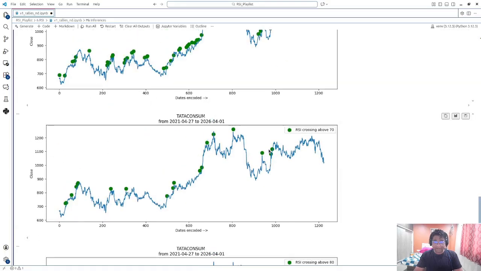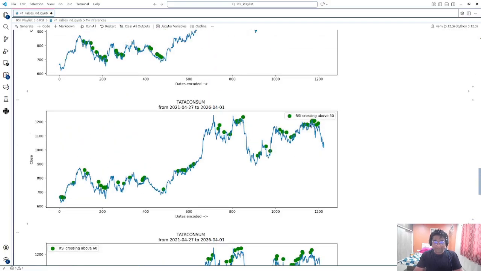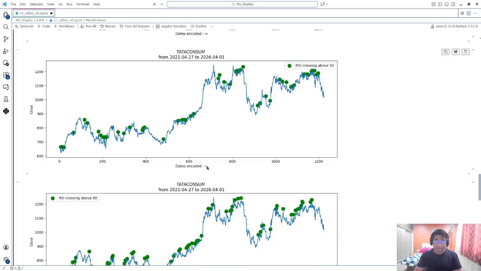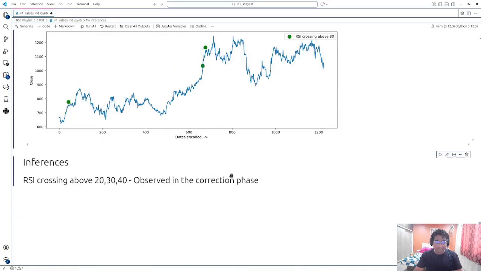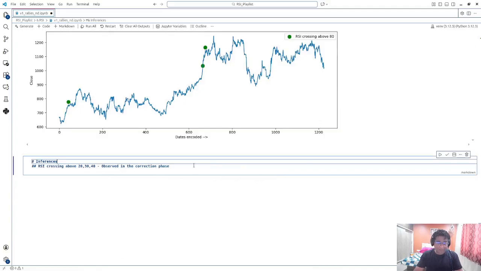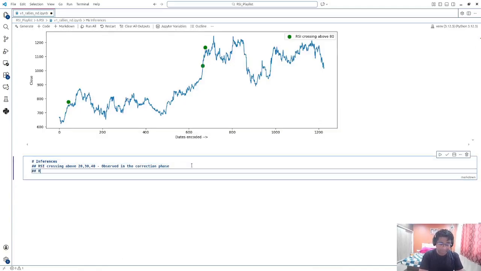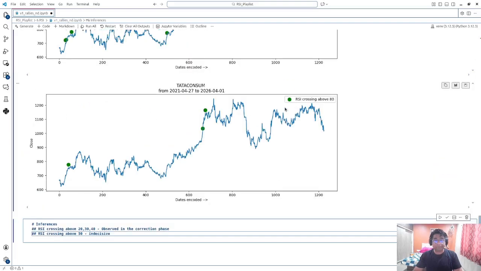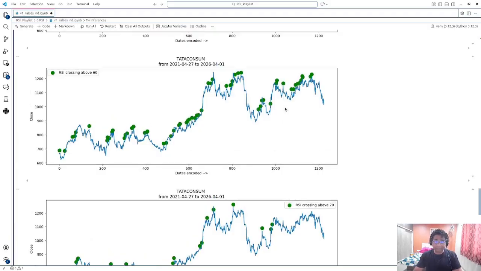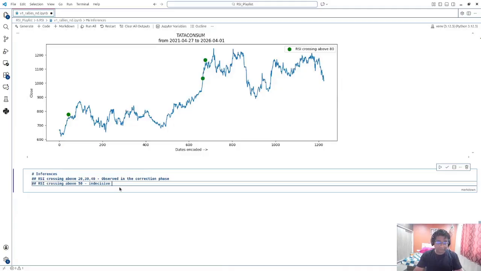Correction phase. And next, 50 is inconclusive: observed in the correction phase also, distribution, top also, and rally also. RSI crossing above 50 is indecisive. Above 60, yes, either rally or distribution.